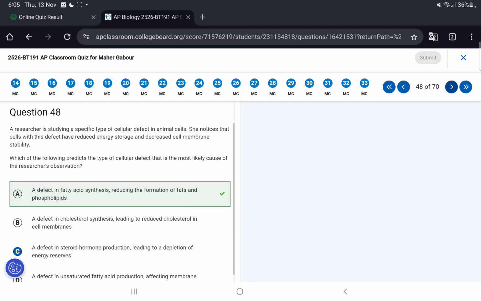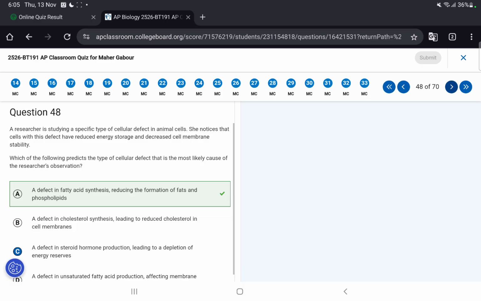Which of the following predicts the type of cellular defect that is the most likely cause of the researcher's observation? So a researcher is studying a specific type of cellular defect in animal cells. She notices that cells with this defect have reduced energy storage and decreased cell membrane stability. What is responsible for energy storage? Long-term energy storage, fats. What is responsible for the cell membrane? Phospholipids.